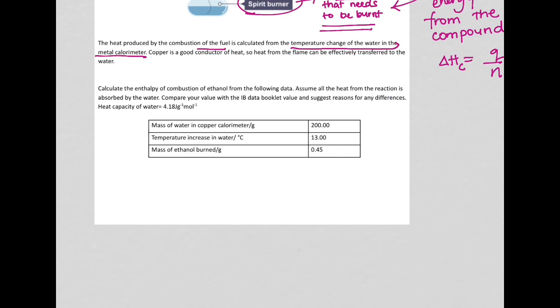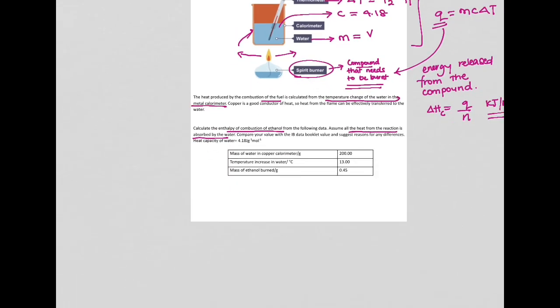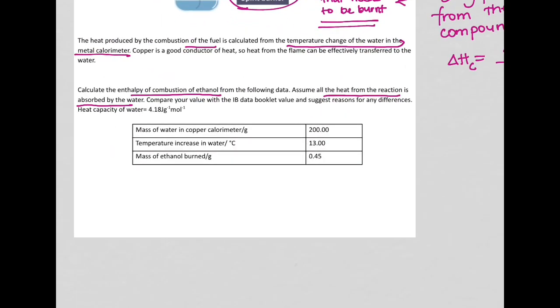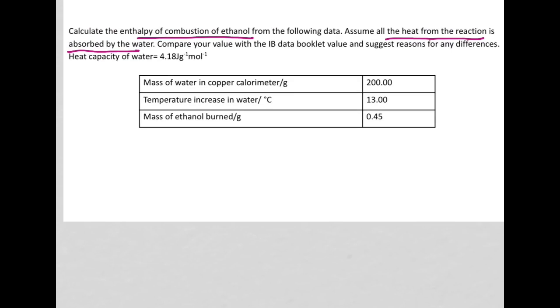All right, so let's see how we apply this. So we have a question. You need to calculate the enthalpy change of combustion of ethanol from the following data. And you have to assume that all the heat from the reaction is absorbed by the water. Definitely, all the heat released by the flame is not going to be absorbed in the water. Some of it is going to be absorbed by the calorimeter, because the calorimeter also has a heat capacity. So we are ignoring this, and we are ignoring all heat loss to the surroundings. So you need to find the enthalpy change of combustion for ethanol.